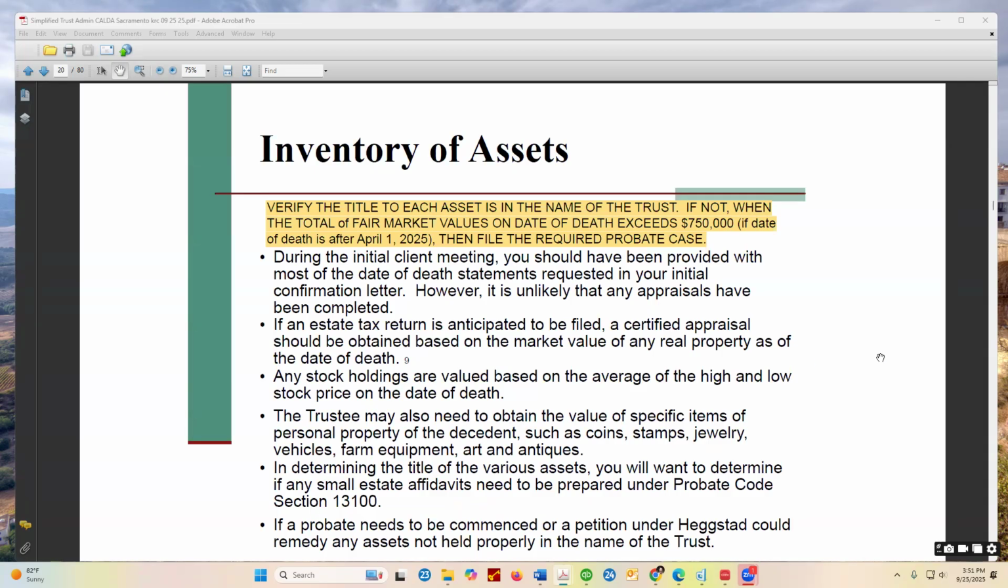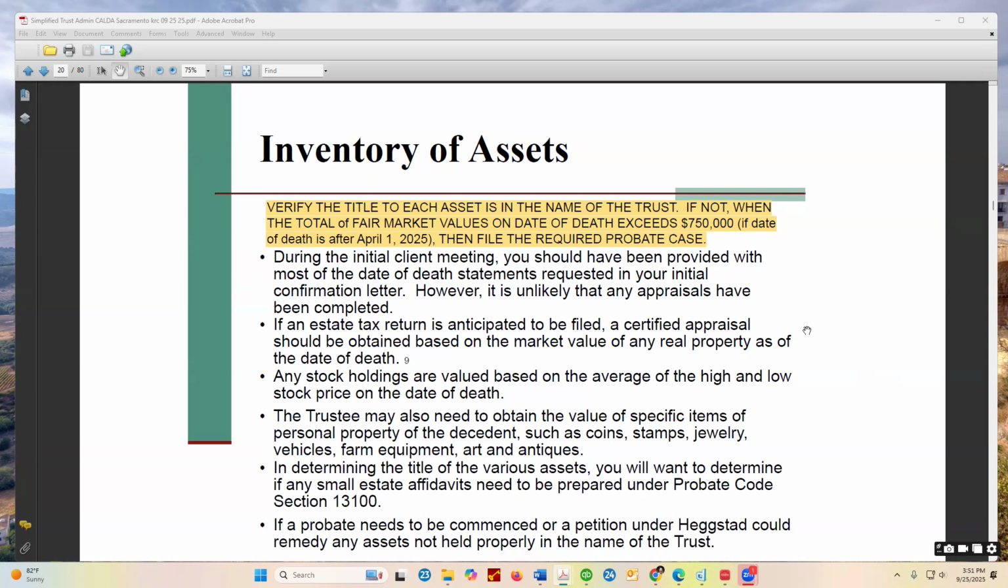Inventory and appraisal. We suggest you check the title for all assets that have a title, such as real estate, investment accounts, stockbroker accounts, bank accounts, life insurance, retirement accounts. See who the owner is and whether there's going to be a probate, because too many things were left out of the name of the trust.